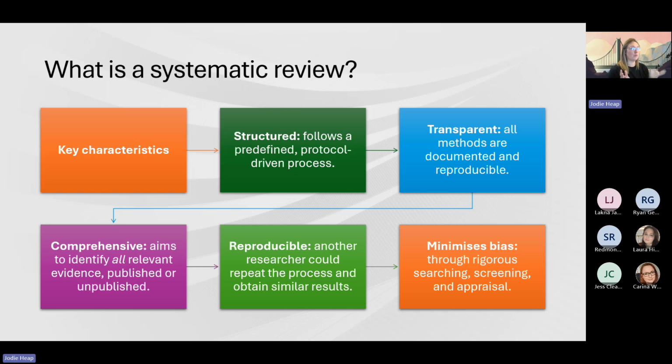Okay. So what is a systematic review? What does it look like? So we've got some key characteristics here. It's structured in that it follows a predefined and protocol-driven process. It's transparent, allowing all methods to be documented and reproducible. It's comprehensive. Its aim is to identify all the relevant evidence, published or unpublished. It is reproducible. Another researcher could repeat the process and obtain similar results. And it minimises bias through rigorous searching, screening and appraisal.